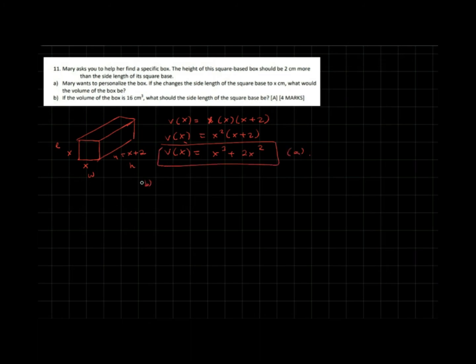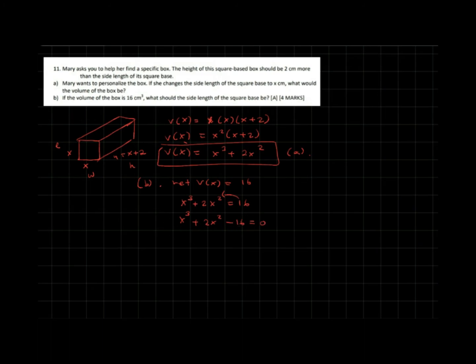Now for part B, if the volume of the box is 16 centimeters cubed, what should the side length of the square base be? I'm going to let the volume function v of x equal 16. So x cubed plus 2x squared is equal to 16. I'm going to move the 16 to the other side. x cubed plus 2x squared minus 16 is equal to 0. And then what you want to do here is solve this equation, right? So this is a polynomial. It's a cubic equation, and in order to do this, you should factor this out.